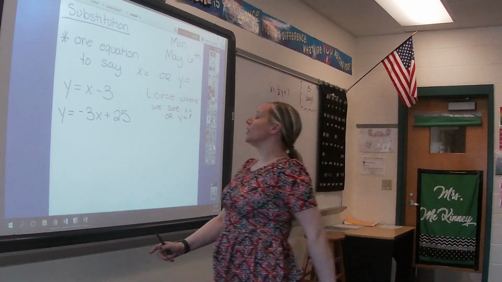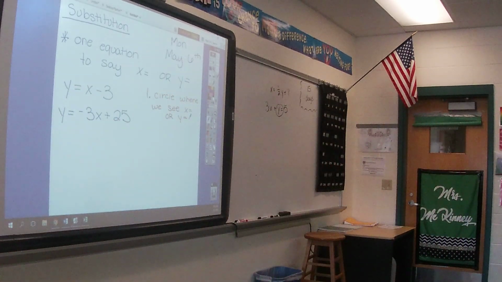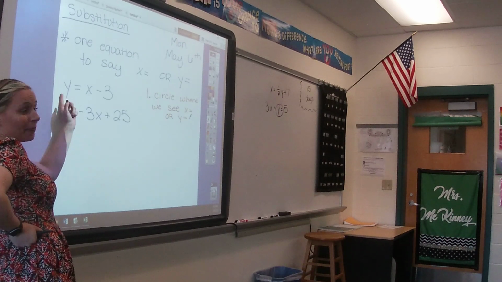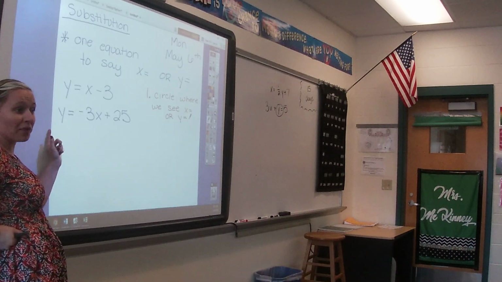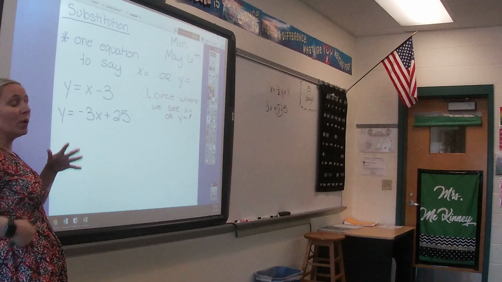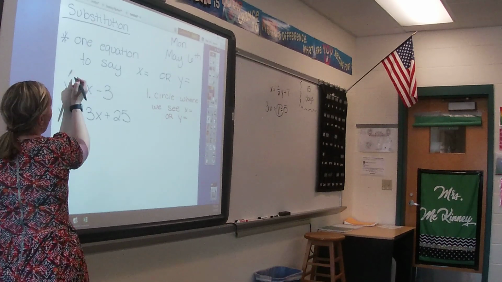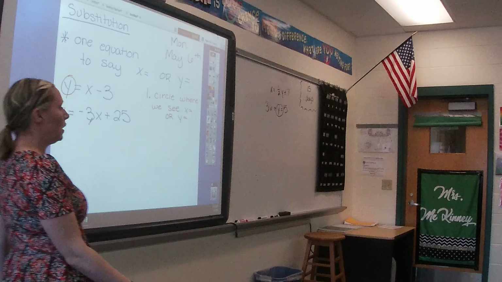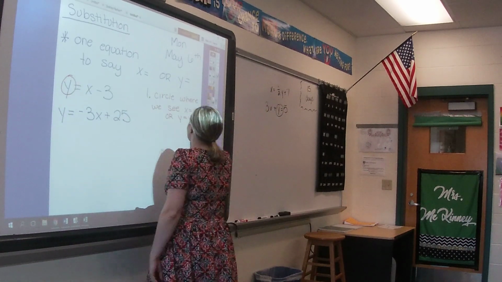Okay, so if we look over here at these problems, where do we see x equals or y equals? Sure, at the beginning. We see it at the beginning of both of them. We just need to pick one. So right here, I see y equals, so I'm going to circle that. And that's literally all it requires for step one.